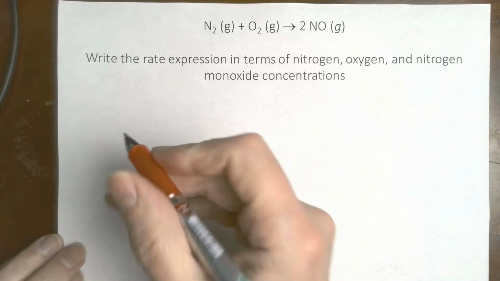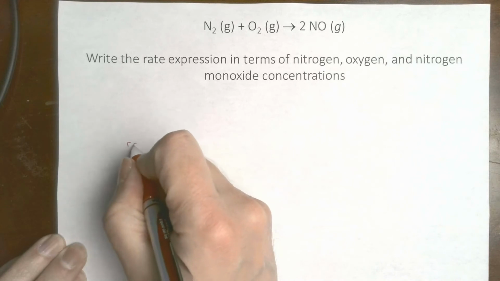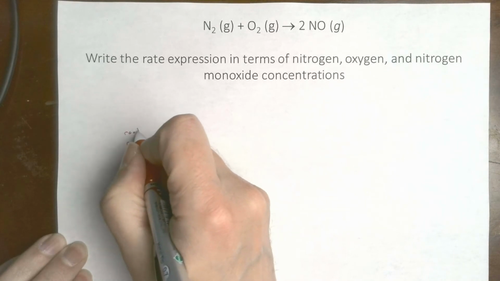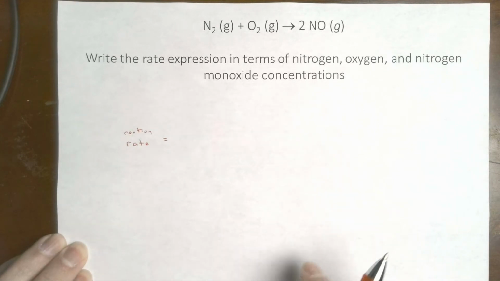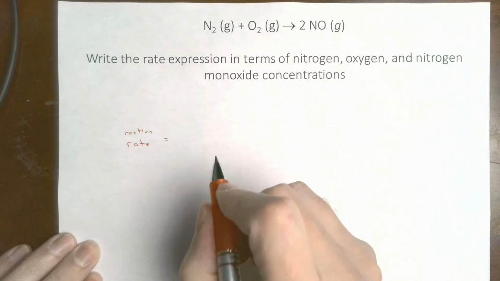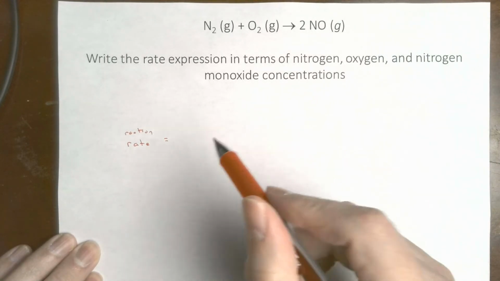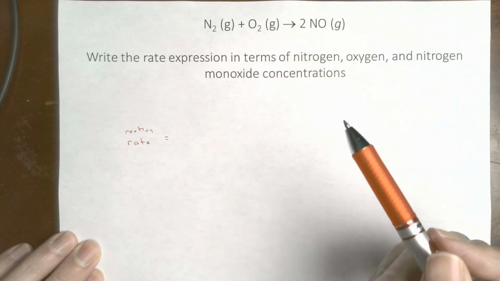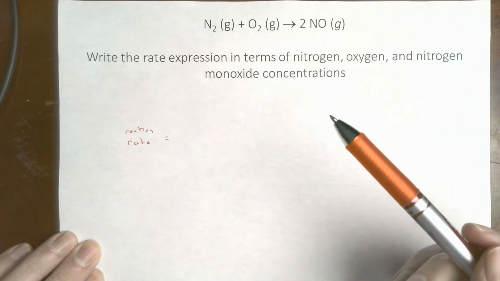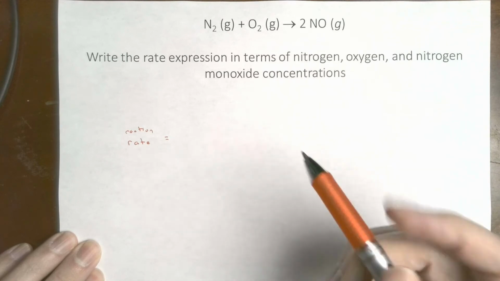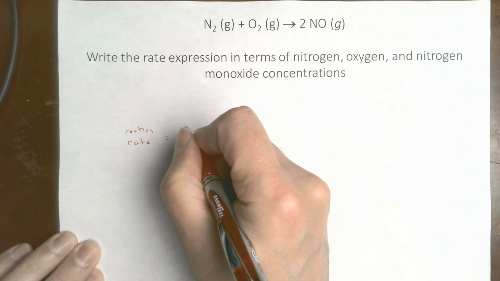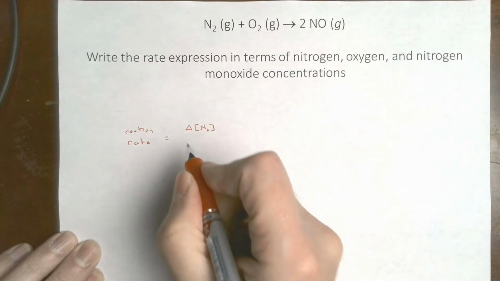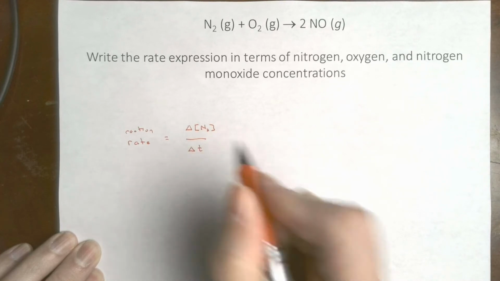And so we start by writing the rate expression, so the reaction rate is going to be equal to, right? And remember, it's change in concentration over change in time, and then we have to take into account the stoichiometric factor, and we have to take into account whether it's on the left or the right hand side of the equation. So if we're going to look at nitrogen first, it would be the change in the concentration of nitrogen over the change in time.